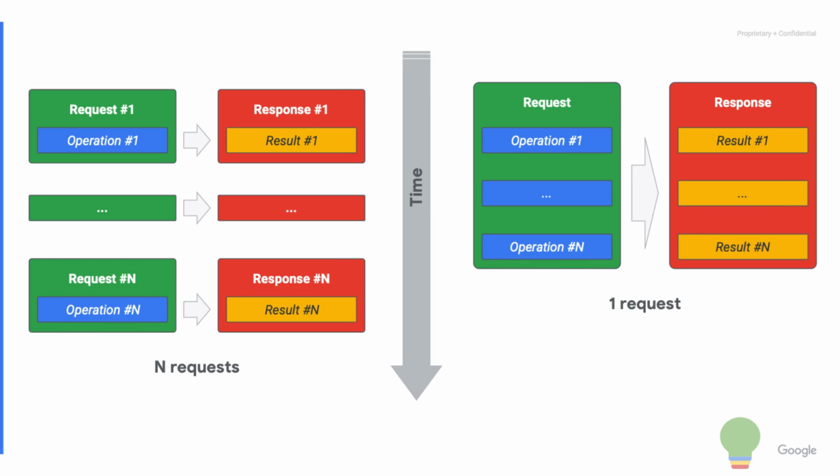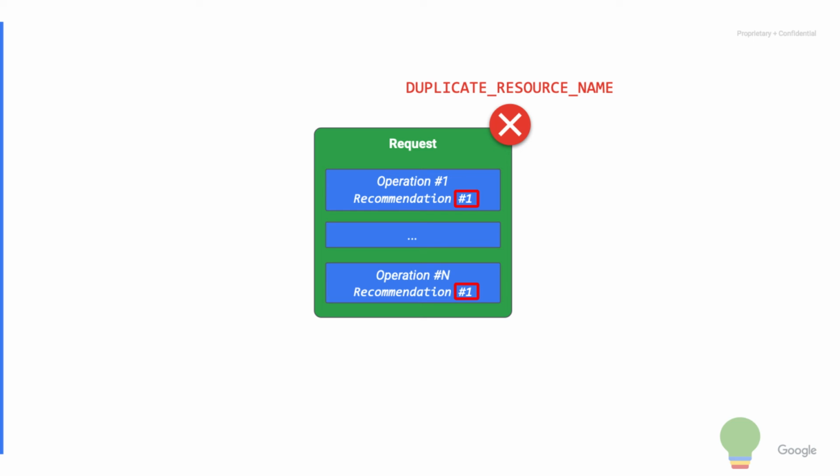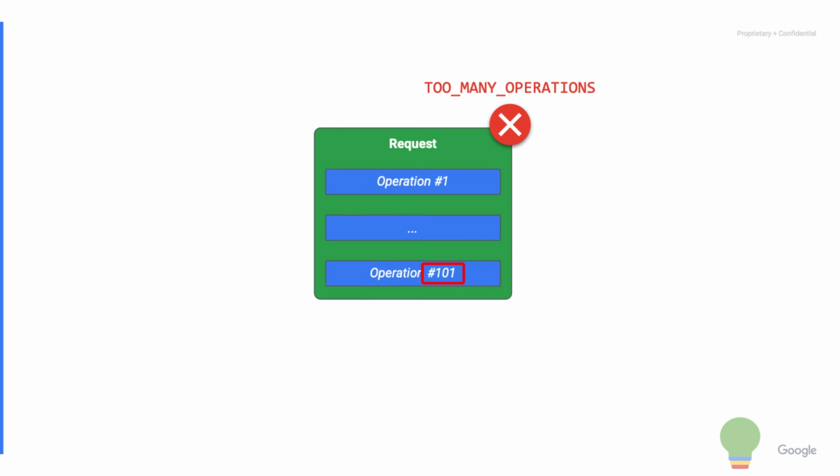The last point is related to bulk requests. They can be used for better scalability, but make sure to do it right by enabling the partial failure mode, by sending only one operation per recommendation, by sending a valid number of operations, the current maximum being 100, and by making sure that you can wait for the response to come back, which can sometimes take several seconds. Alright, this was a lot.